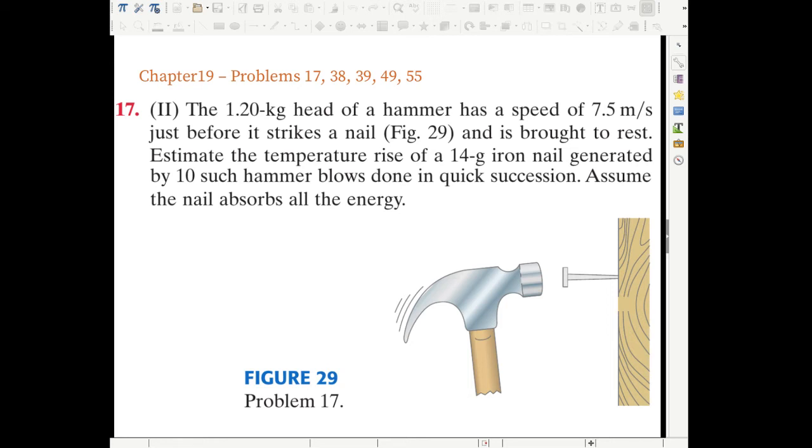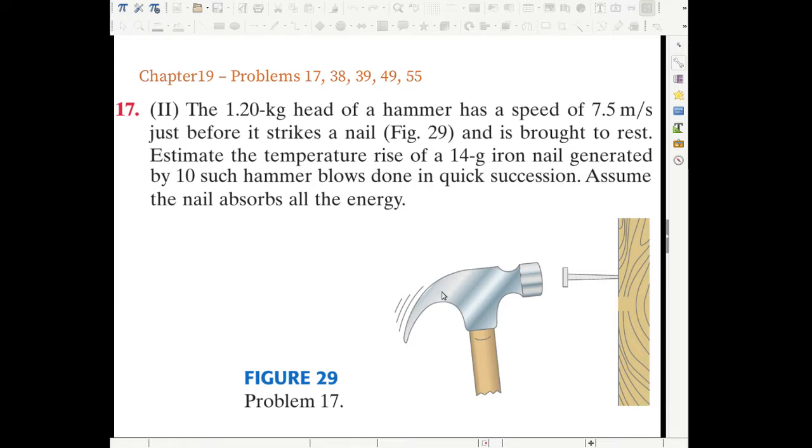17. Here we have a 1.2 kilogram head of hammer, which has a speed of 7.5 meters per second just before it strikes the nail and comes to a rest. We are to estimate the temperature rise of a 14-gram iron nail generated by 10 such hammer blows done in quick succession, right? And we are going to assume the nail absorbs all the energy.